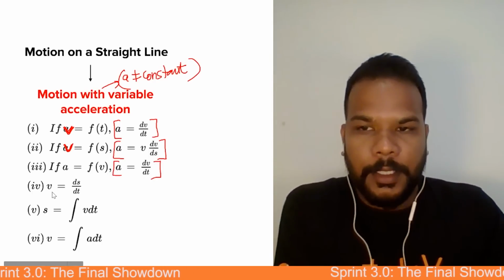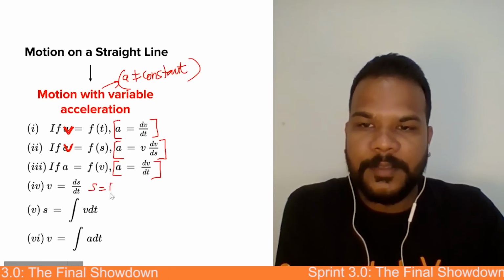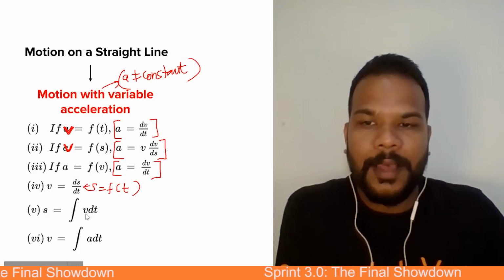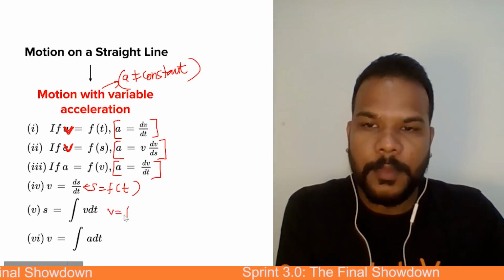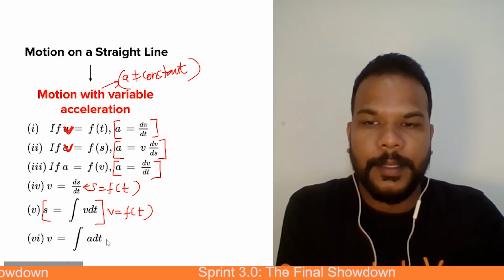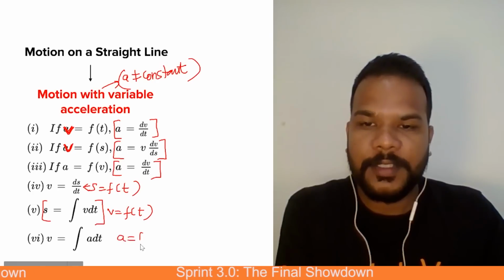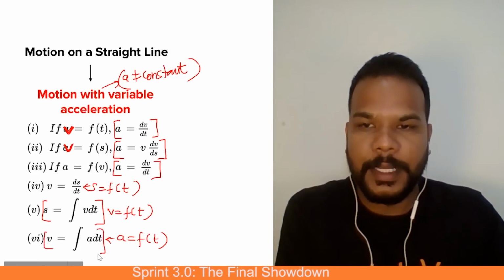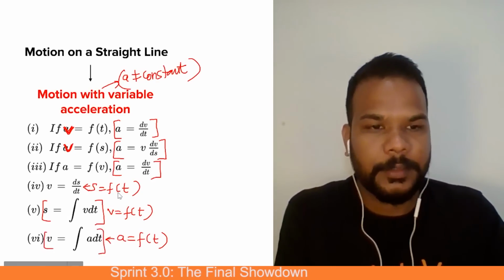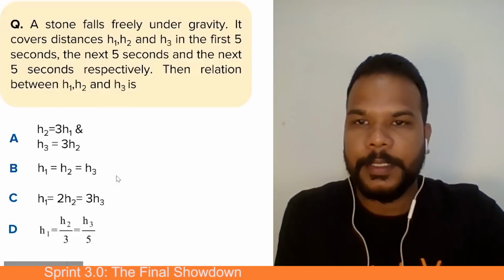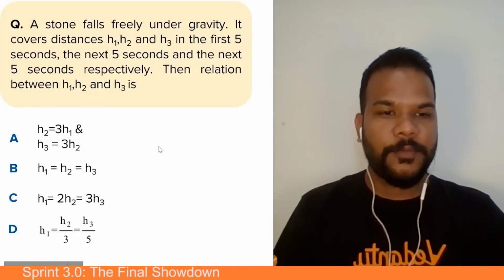Also, if displacement is given as a function of time, then v will be ds by dt. If you have velocity given as a function of time, then displacement can be found by integrating the velocity. And if acceleration is given as a function of time, then if we integrate we will get the velocity. Okay guys, remember that. Chalo, so let's start with the problem solving.